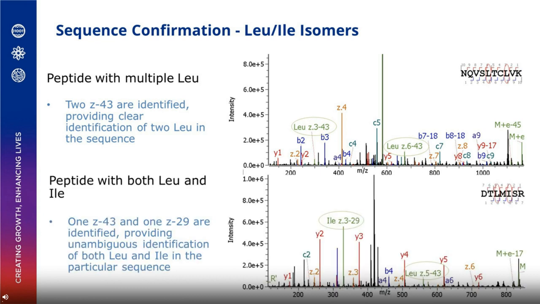From the lower spectrum, we found that both leucine and isoleucine are present in the peptide. We found only one z43 and also one z-29 in the spectrum, which provides an unambiguous identification of both leucine and isoleucine in this particular peptide sequence.